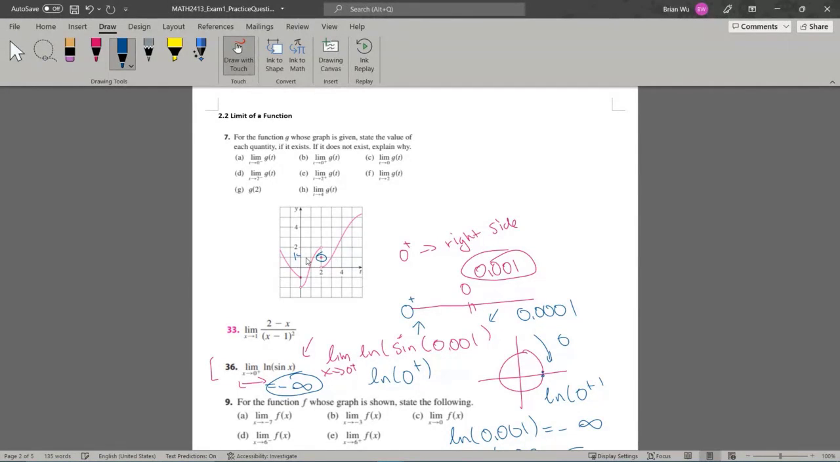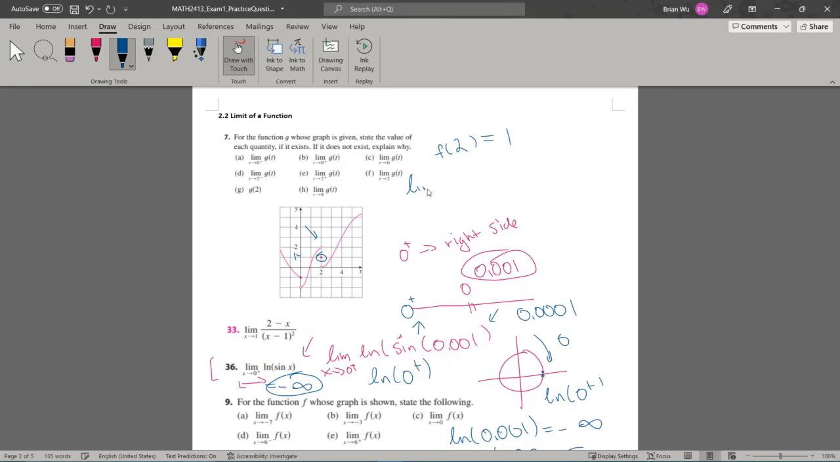Yeah. And that's because when we say f of something, that point has to be defined. So although we know that the limits at 2 from the left and right are different values, the f of 2 specifically would be 1, because that is the point that's defined there.